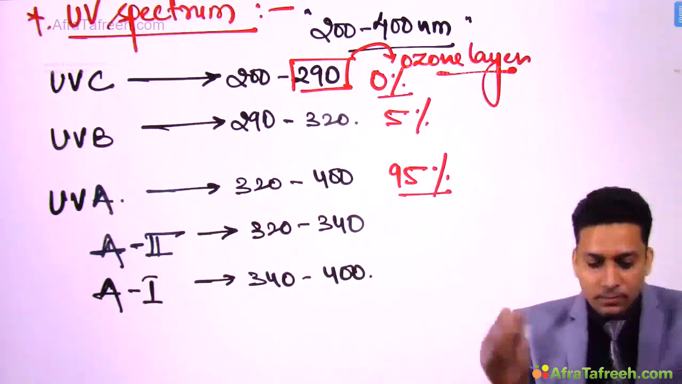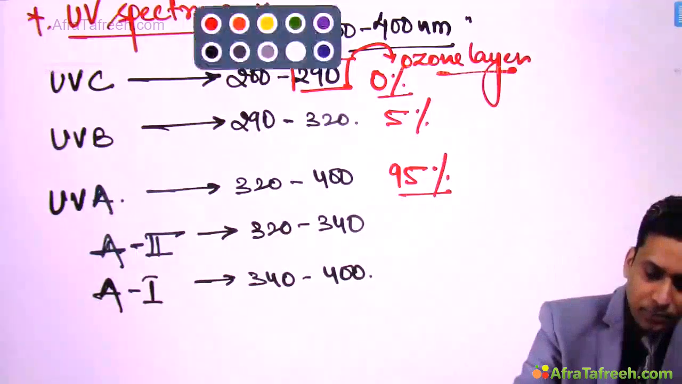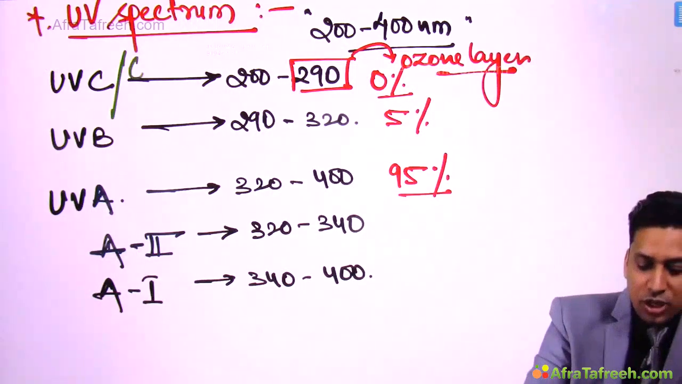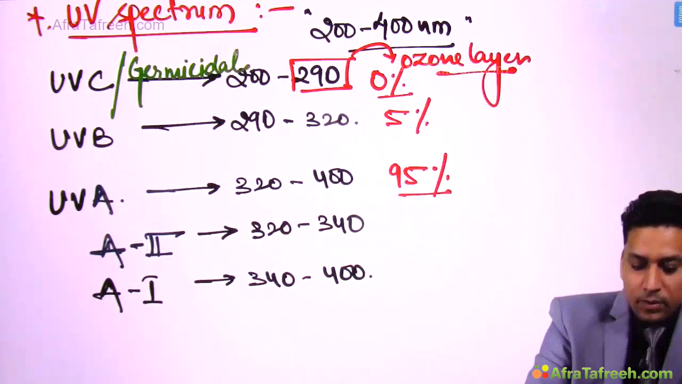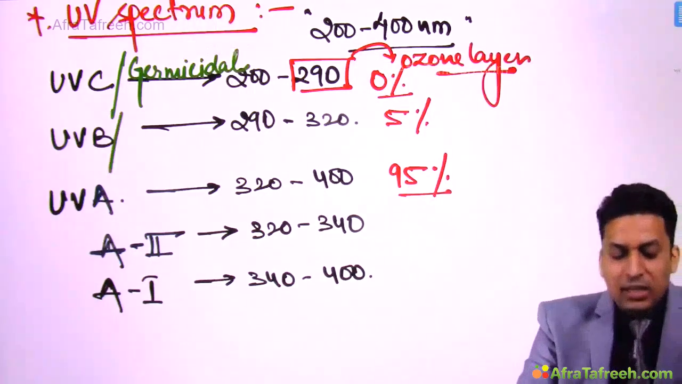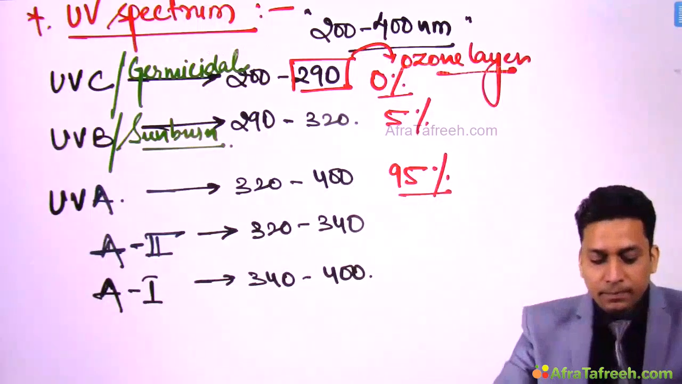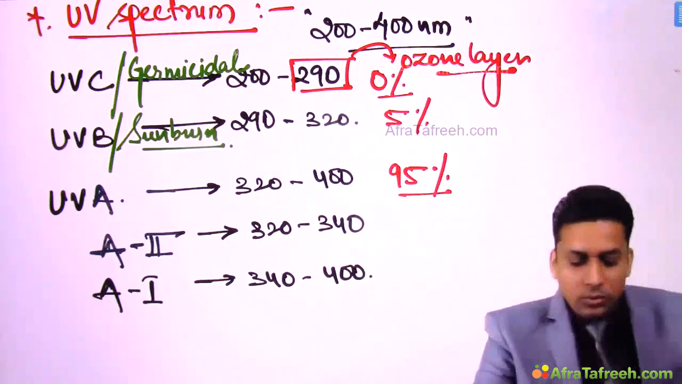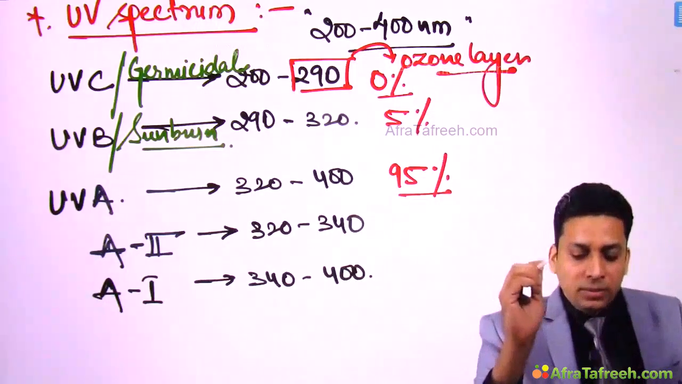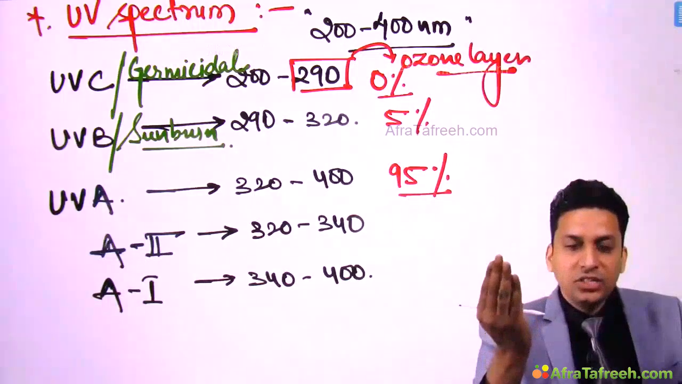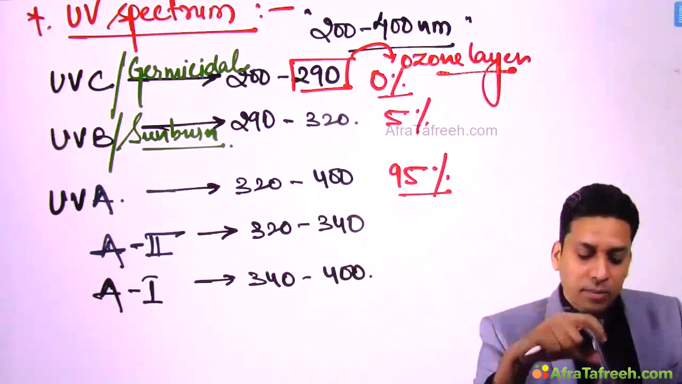Now another important point: UVC is germicidal. UVB is medically very important because this is the sunburn spectrum. It causes sunburn. Sometimes they ask you which UV radiation is germicidal, which causes sunburn. So remember these 2 points.